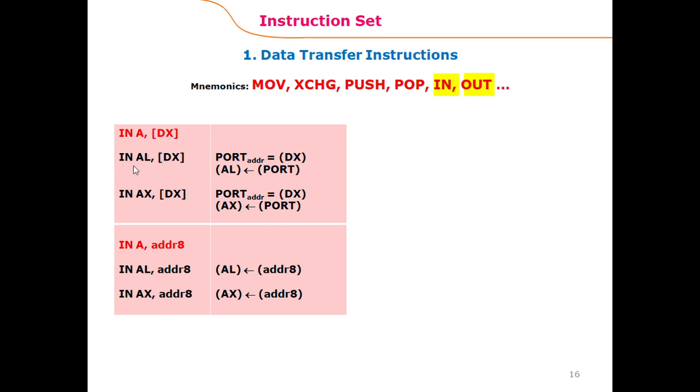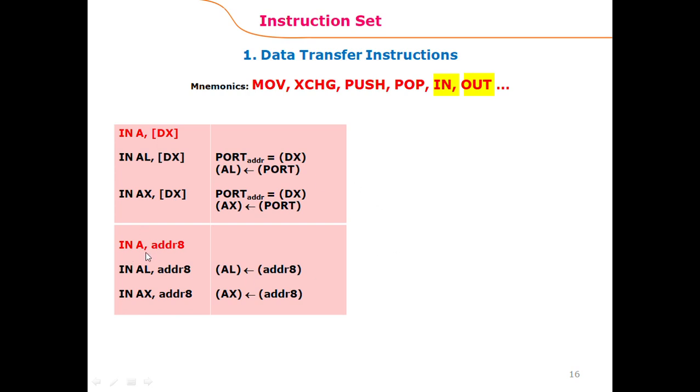For example, this is one case where DX provides the port address. So an 8-bit data from this input port is loaded into the accumulator register AL. And in this case, a 16-bit data is read from this port address, the address of this port being provided indirectly through the DX register. So this DX register basically stores a 16-bit value, and that 16-bit value is the address of the input port. And a 16-bit value is read from the input port identified by this port address.